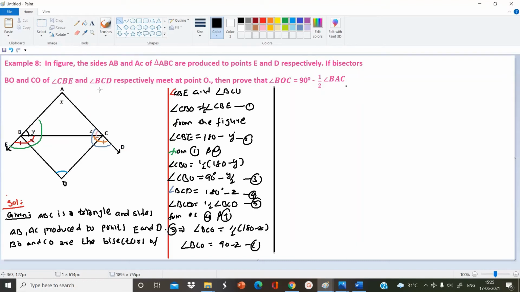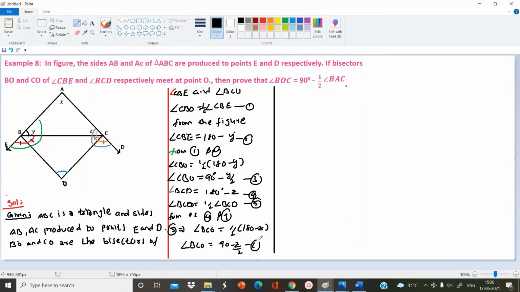From the figure again, angle BCD equals 180 minus Z. Now angle BCO equals 90 minus Z by 2, this one, 90 minus Z by 2.